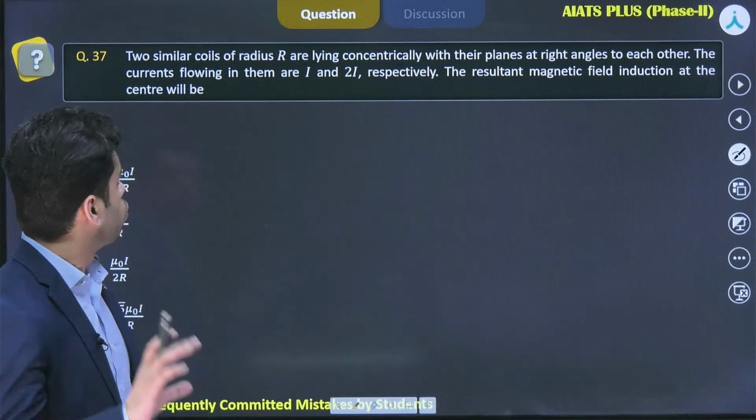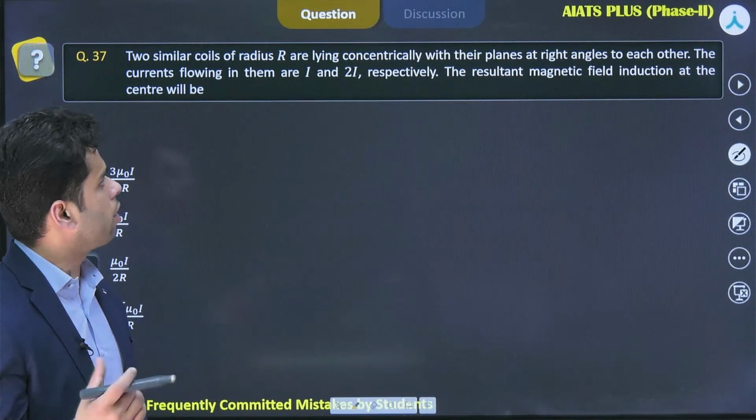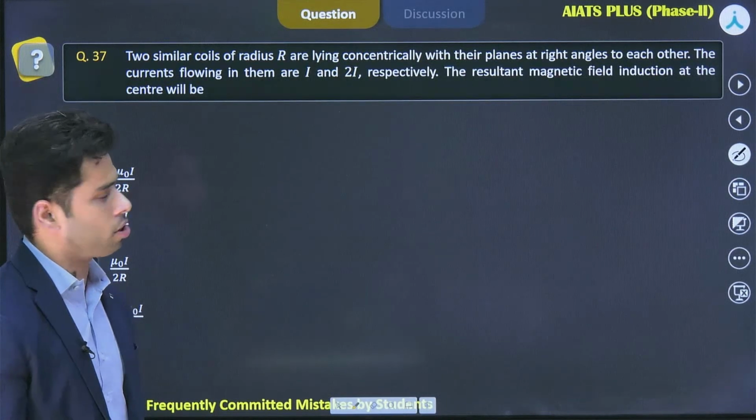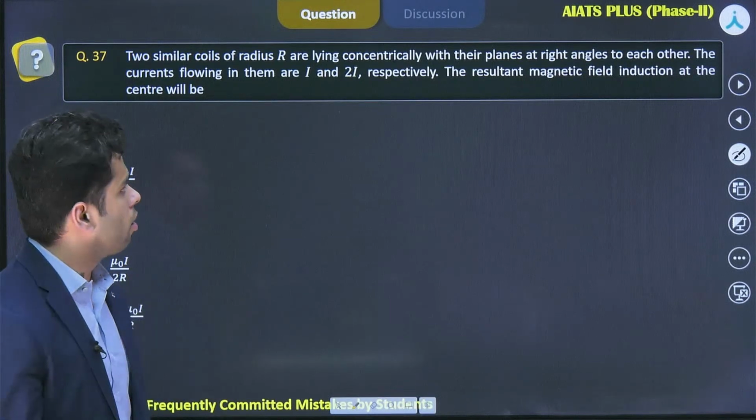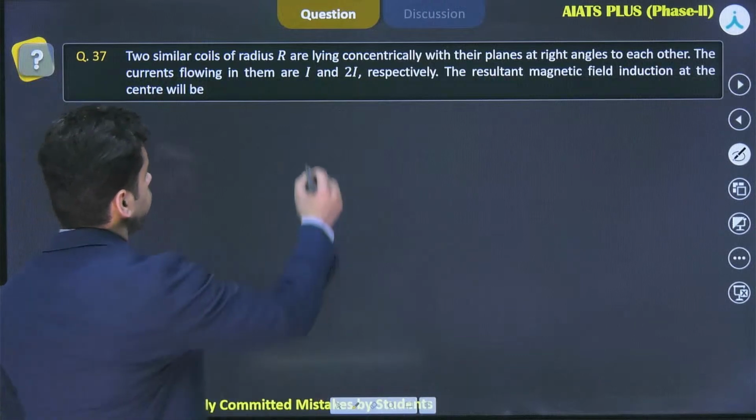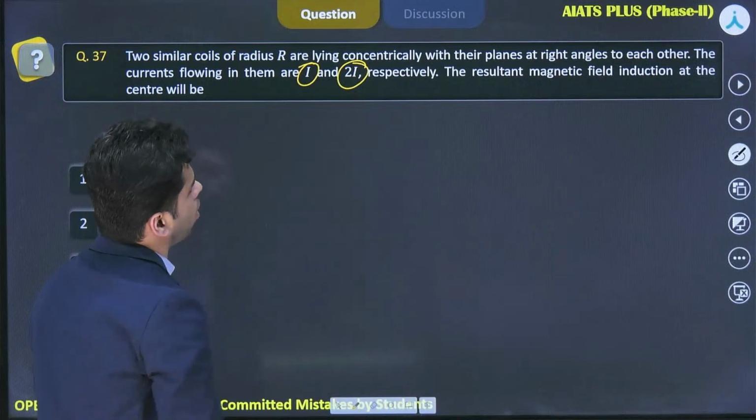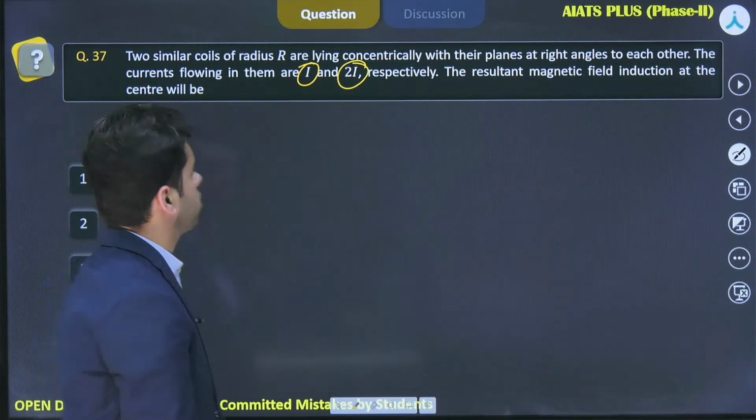It says that two similar coils of radius capital R are lying concentrically with their planes at right angles to each other. So you have planes that are at right angles to each other. The currents flowing in them are I and 2I. So one is carrying current I, one is carrying current 2I. The resultant magnetic field induction at the center will be.